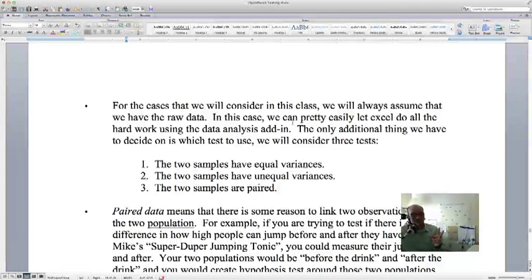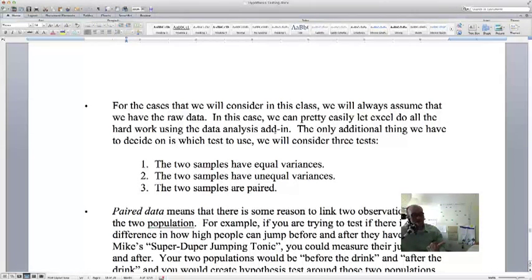So in this class, we're going to assume that we always have raw data. What that means is we're going to actually have the real data in front of us instead of fake problems where we just say, the average of the first battery type was 15 hours, and the average of the second battery type was 17 hours. No, we're going to actually have every single battery, boom, boom, boom, and how long they lasted, and every single battery of battery type 2 and how long they lasted. And then we're going to let the Excel data analysis add-in do it all.